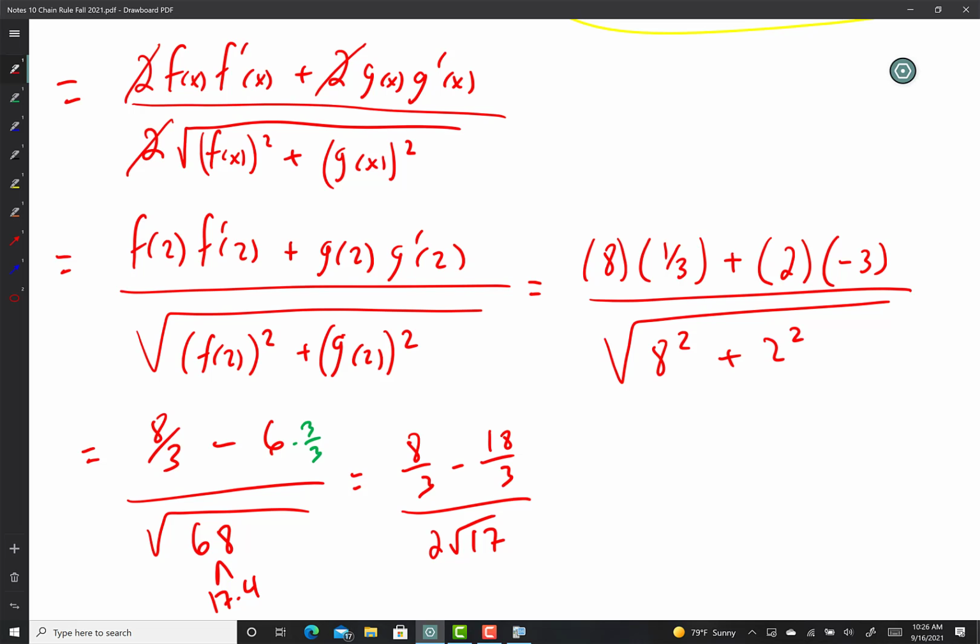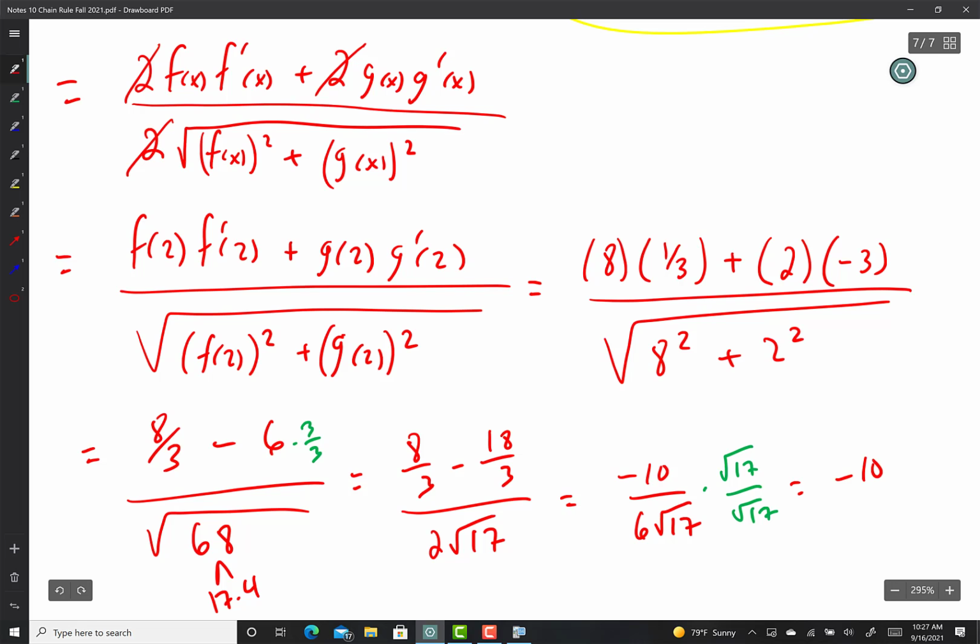All right, so here we go. 8 minus 18 is negative 10 over, keep change flip, or just bring the 2 square root of 17 next to the 3. 2 times 3 is 6, and actually that's a good answer there, but they probably want to rationalize it. So multiply by the square root of 17 over the square root of 17. So finally we get negative 10 square root of 17 over 6 times 17, 102. And I think 10 over 102 is going to reduce.